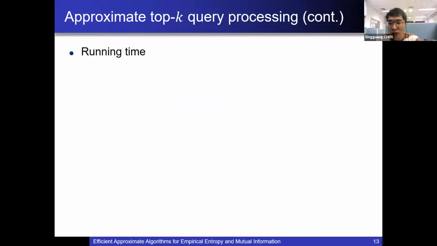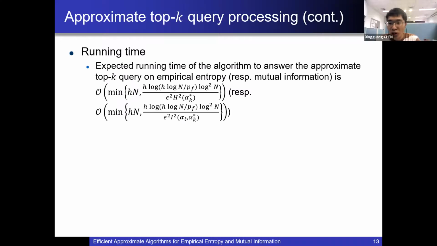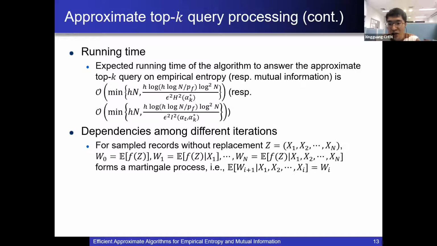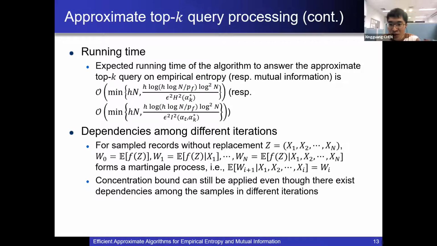We also derive the running time of our algorithm, which is linear to 1 over the square of the exact k-th largest score. Besides, to reuse the records of the previous iteration, we show that for sampled records without replacement, W0, W1, ..., Wn forms a martingale process. With this result, the concentration bound can still be applied even though there exist dependencies among the samples in different iterations.